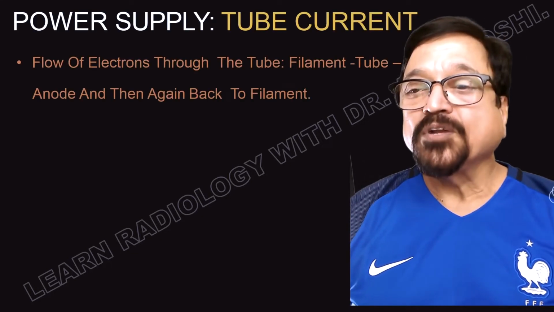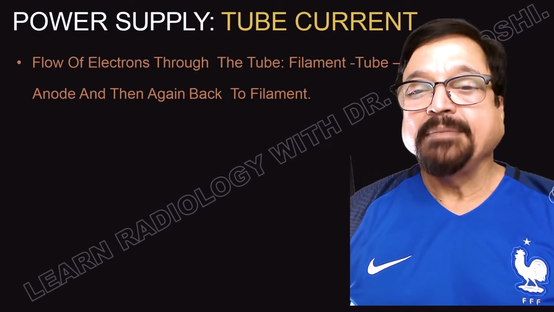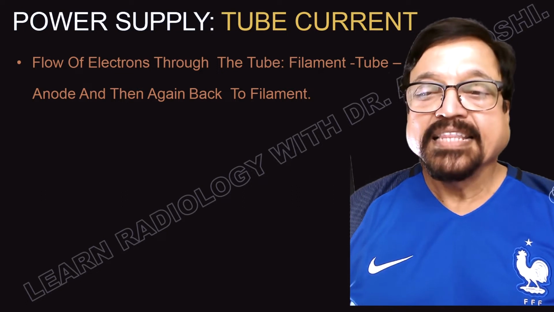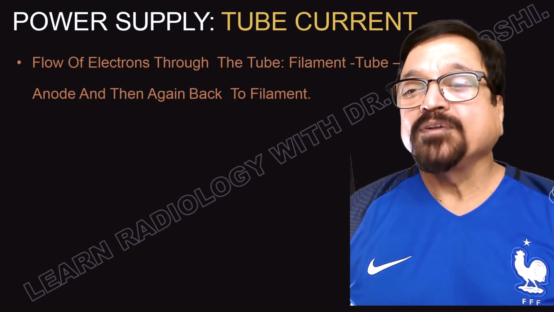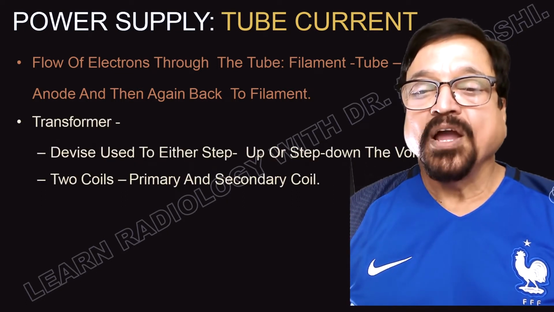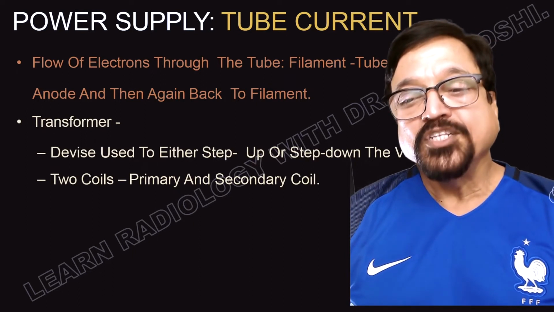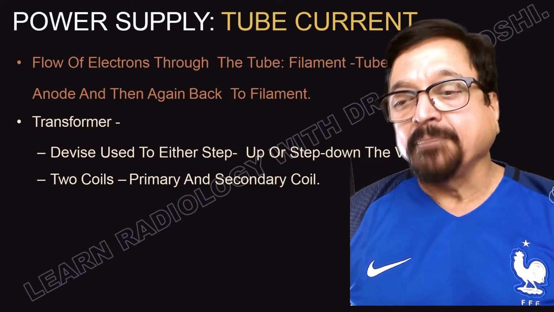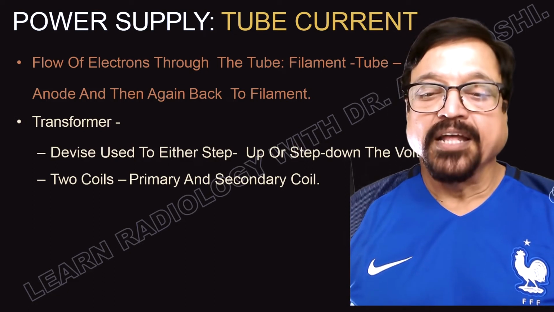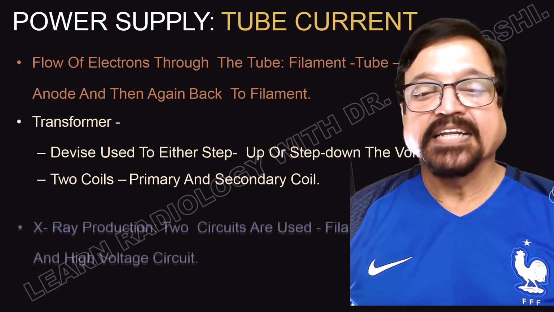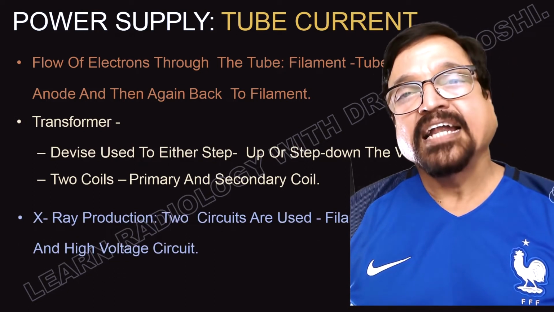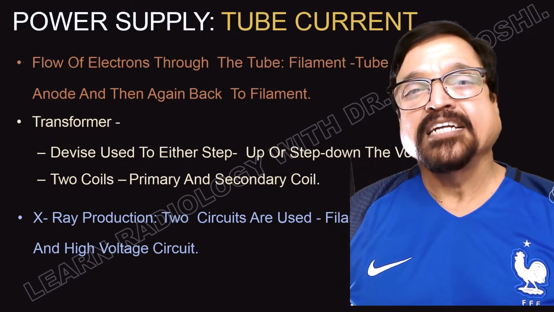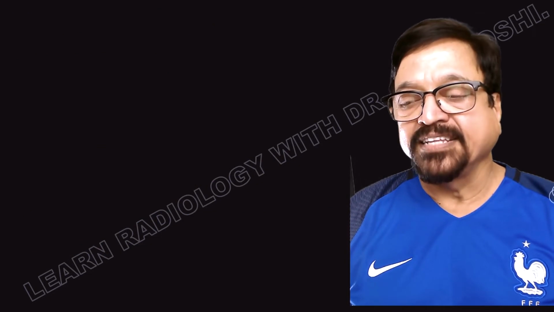The flow of electrons goes through the tube, from filament to anode, and then again back to the filament. For that you have a transformer which is used either as a step up or step down transformer. Then there are two coils, primary as well as secondary coils, for these transformers, and its role and principle are discussed somewhere else.